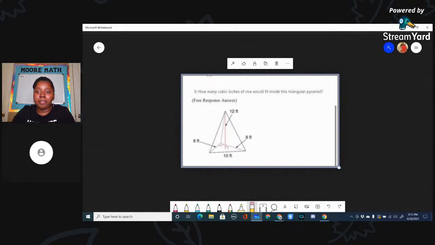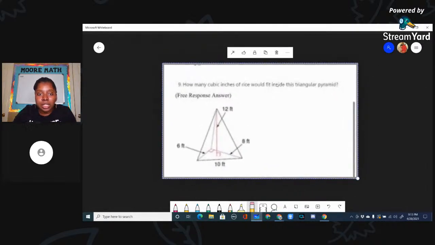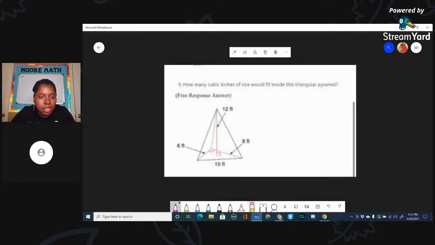Okay, so you need to find the cubic inches of rice. So volume. So they want to fill it up with rice, right? So if this was a container and they want to fill it up with rice, they want to know what's the volume? How much rice are they going to need? So can you see the things clearly? I know it's a little bit blurry. Yeah, I can see it. Okay, good.